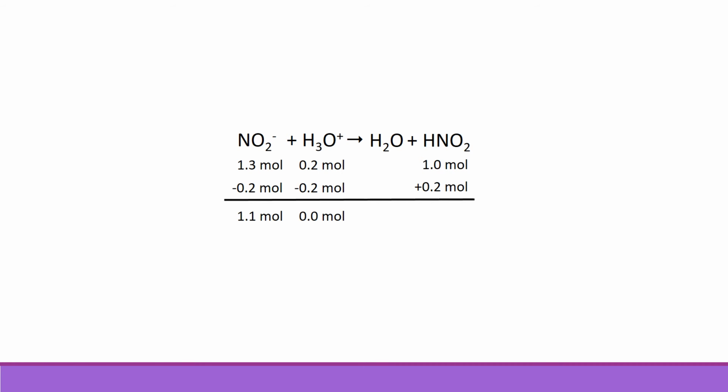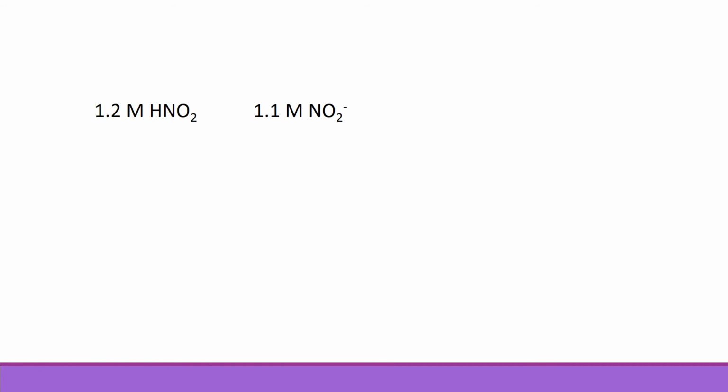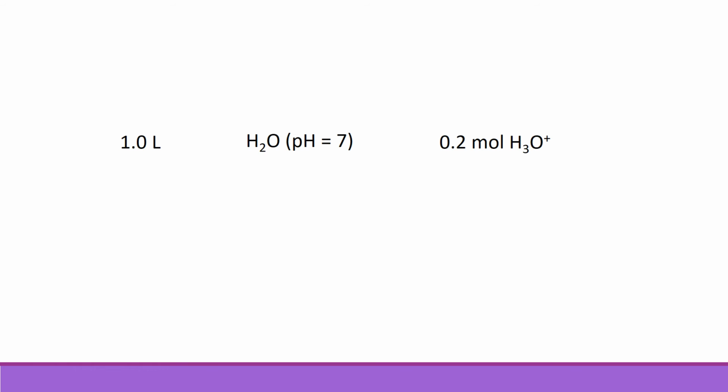This means that in the end we have 1.1 moles of nitrite and 1.2 moles of nitrous acid. Plugging these new concentrations into our Henderson-Hasselbalch equation gives us a new pH of 3.3. If we add that same amount of hydronium to a 1 liter solution of water, the hydronium concentration would become 0.2 molar, giving us a pH of 0.7.